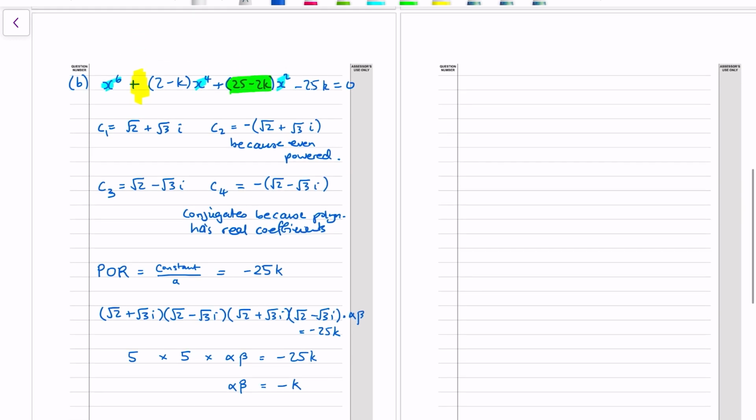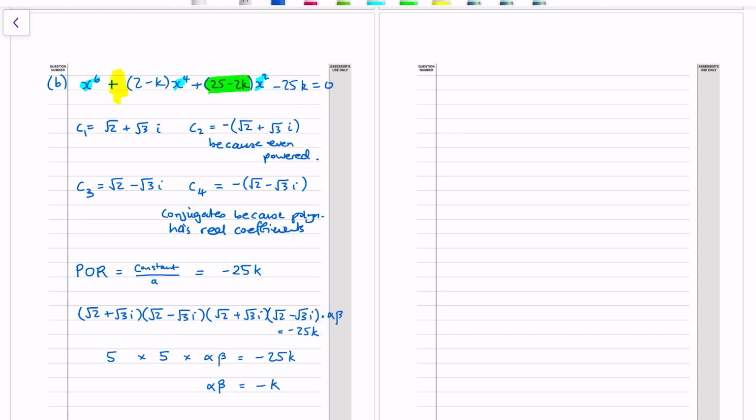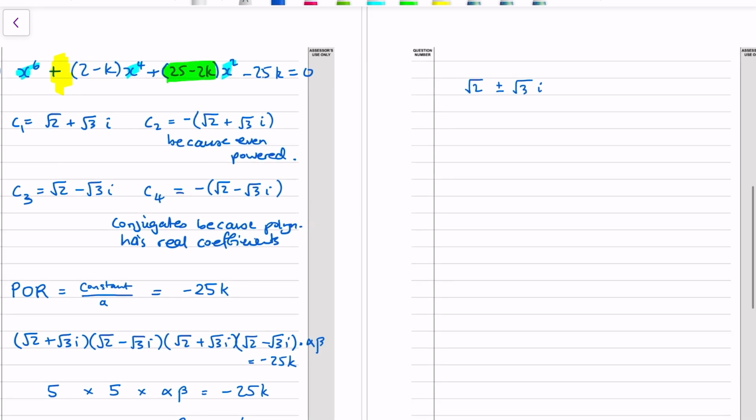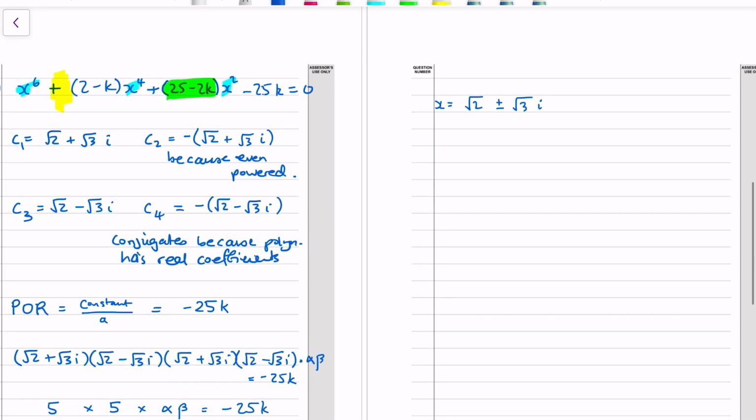Okay, I'm going to teach you something that's also quite sneaky here. If you have roots of root 2 plus or minus root 3i, they would have come from a quadratic equation. So if I rearrange this back to the quadratic equation, it's like a reverse complete the square. I move the root 2 to the left, I square both sides. I've got x squared minus 2 root 2x plus 2 equals root 3i times root 3i, which is negative 3.